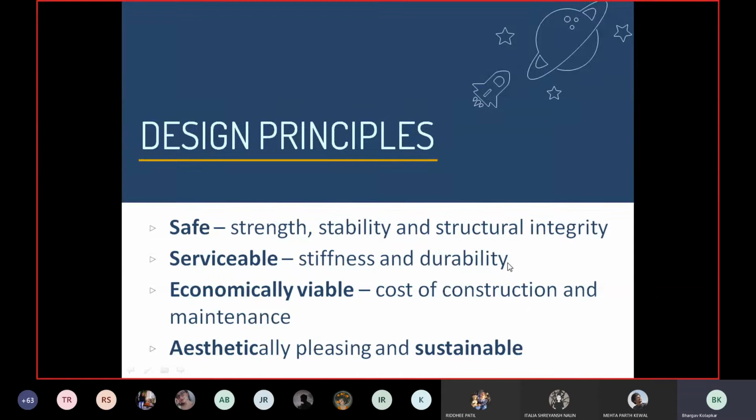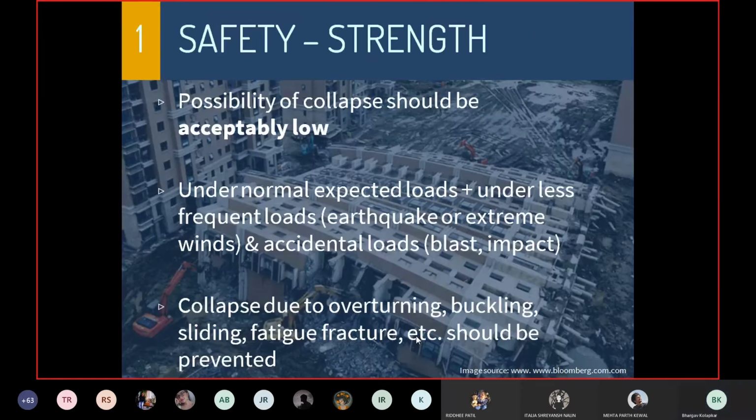That is, it's not the case that a number of members of the structure need maintenance now and then. So it has to be durable. The next point is it has to be economically viable. And unfortunately, the factor which comes first for you comes last for us: it should be aesthetically pleasing and sustainable.